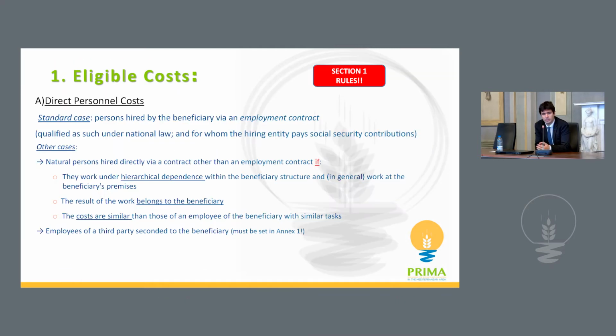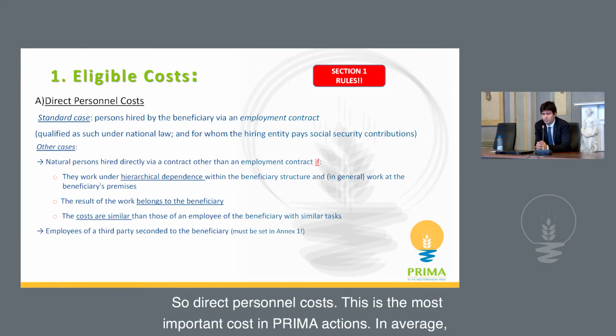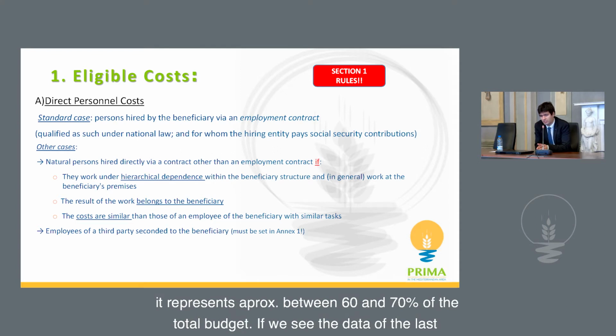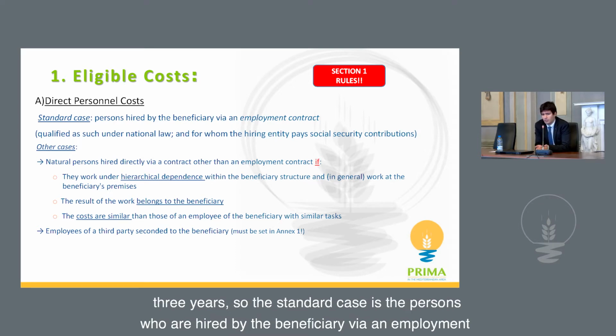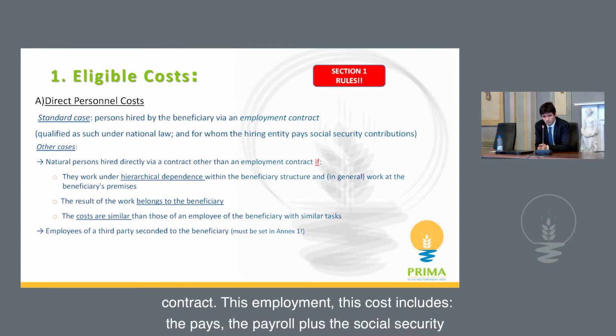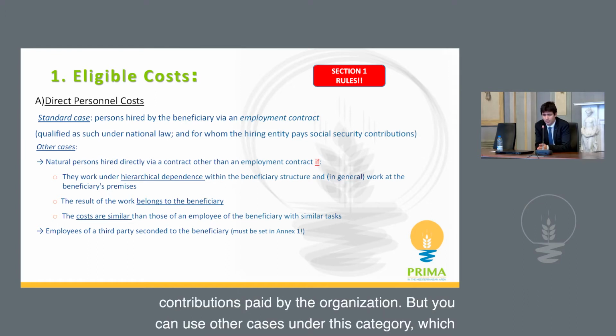Next, please. So direct personnel cost, this is the most important cost in PRIMA actions. On average, it represents approximately between 60 and 70% of the total budget, okay? If we see the data of the last 3 years. So the standard case is the persons who are hired by the beneficiary via an employment contract, okay? This cost includes the payroll plus the social security contributions paid by the organization.